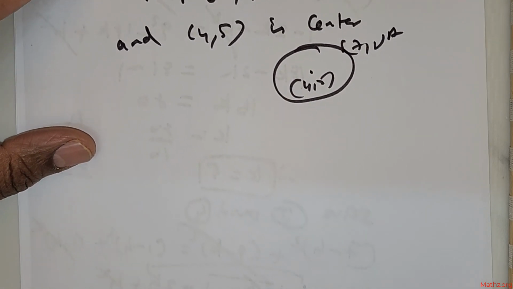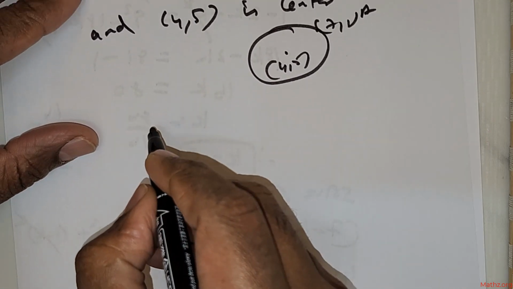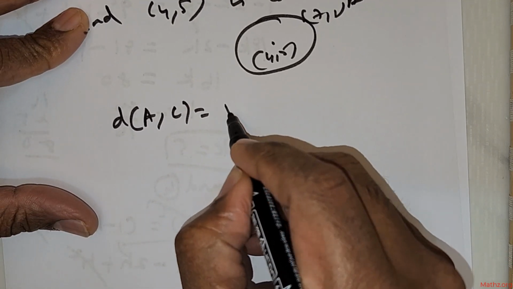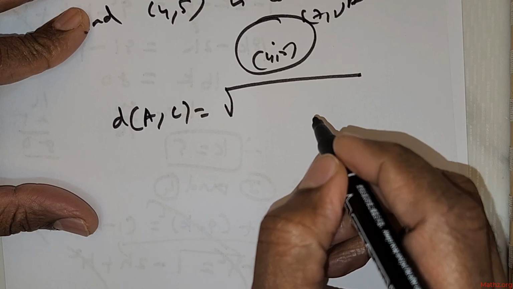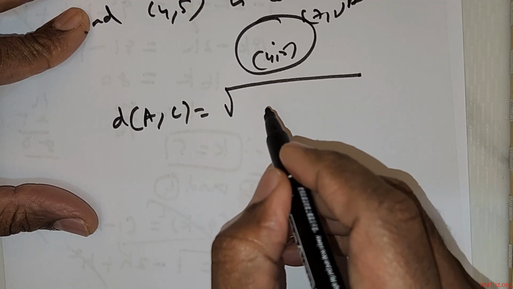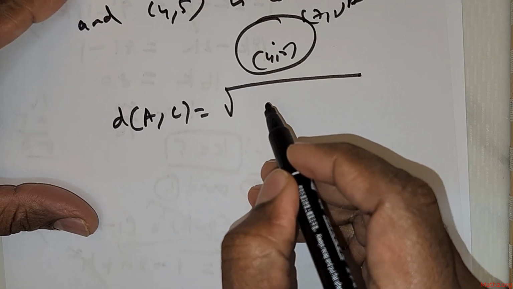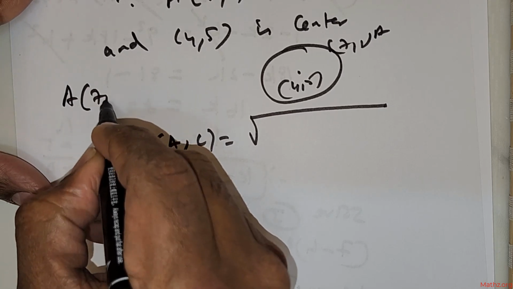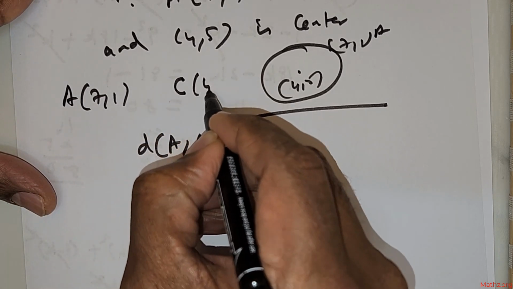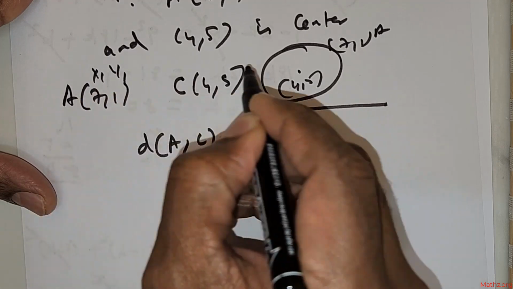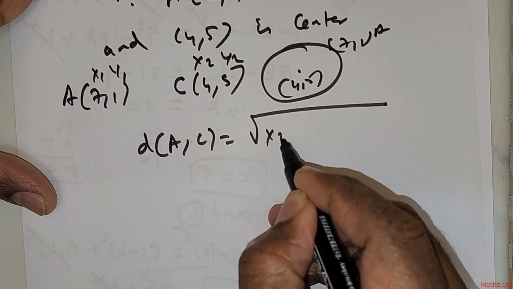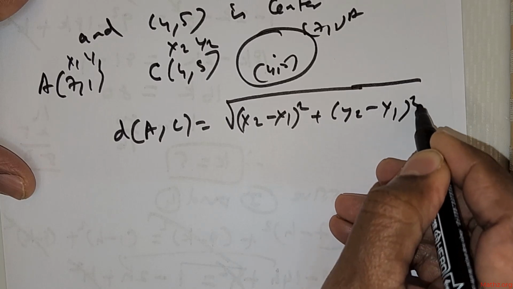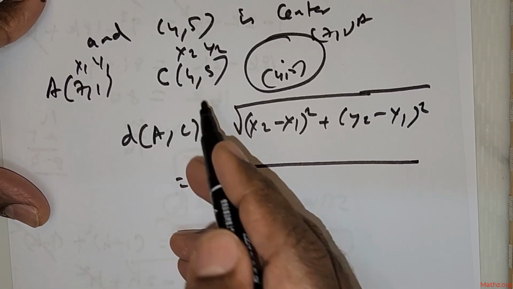So what I will do is calculate the radius. The distance between the point A and the center is equal to the square root of... let me write the point. A is (7, 1) and the center is (4, 5). So (x1, y1), (x2, y2). The formula is (x2 − x1) whole squared plus (y2 − y1) whole squared, all under the root. x2 is what?